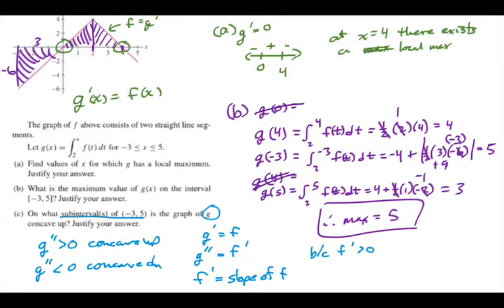Because F prime is greater than 0 when x is between -3 and 2, G double prime is greater than 0 between -3 and 2. So this is where we're concaving up. Therefore, G is concave up between -3 and 2.